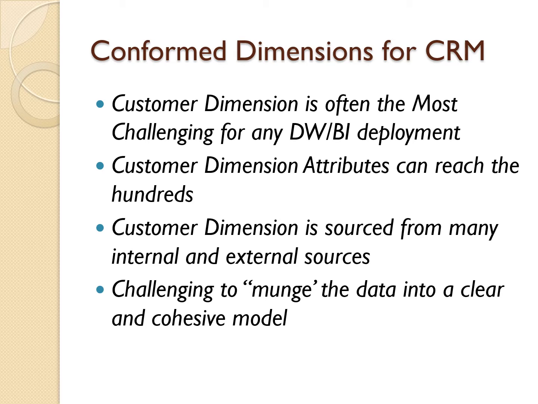The conformed dimensions for CRM. We talked about conformed dimensions earlier in the book, and the customer dimension is often the most challenging, the most difficult to put together in a data warehouse and a BI platform and to deploy. One of the things is just the pure number of attributes that you can see with the customer. A lot of dimensions can have 6, 8, 10, even up to 20 attributes potentially. But when you start talking about customer, it's not uncommon to have hundreds, if not nearly thousands, of different attributes that you have on a customer.